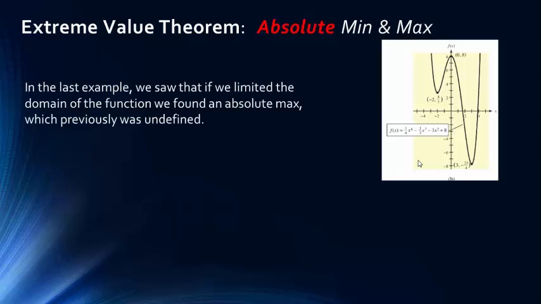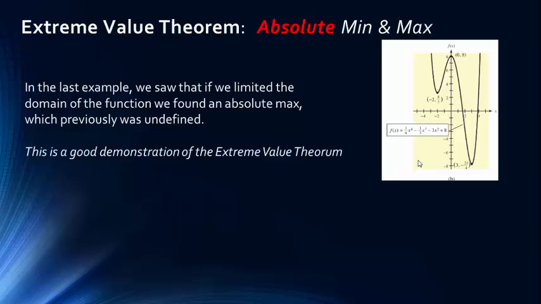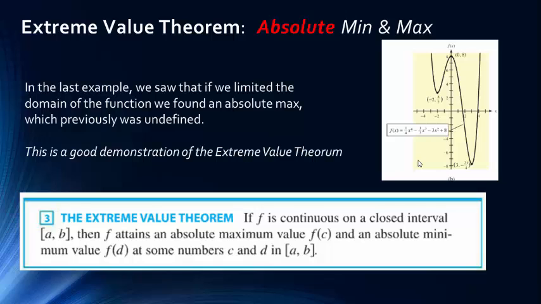All right. In the last example, we saw that if we limited the domain of the function, we found an absolute max, even though in the entire domain, or the domain of all numbers, there wasn't one. This is a good demonstration of the extreme value theorem.